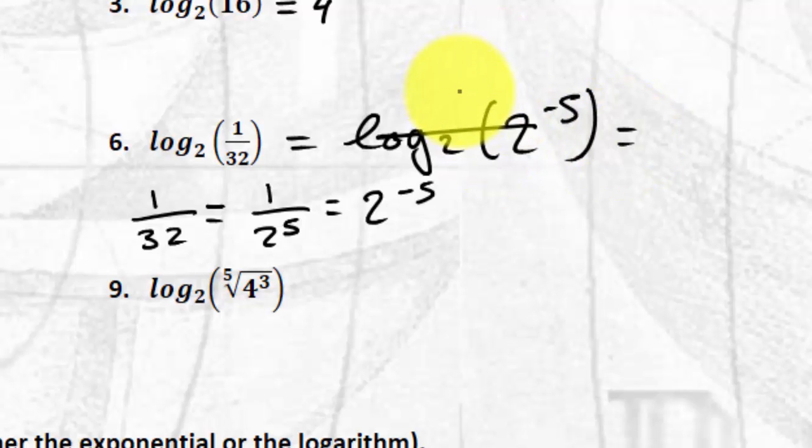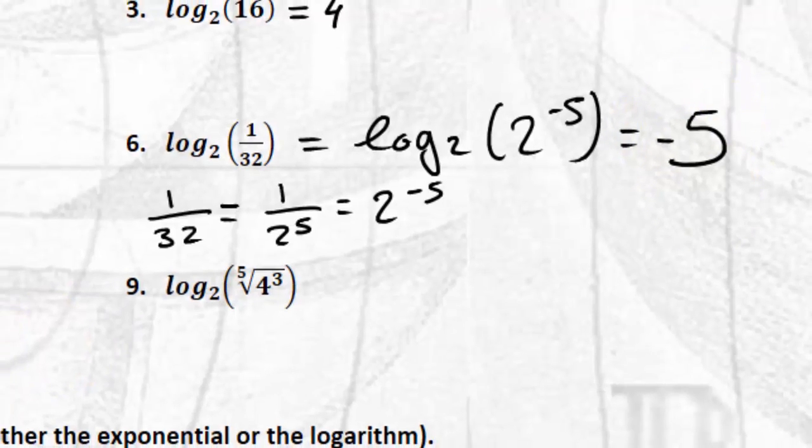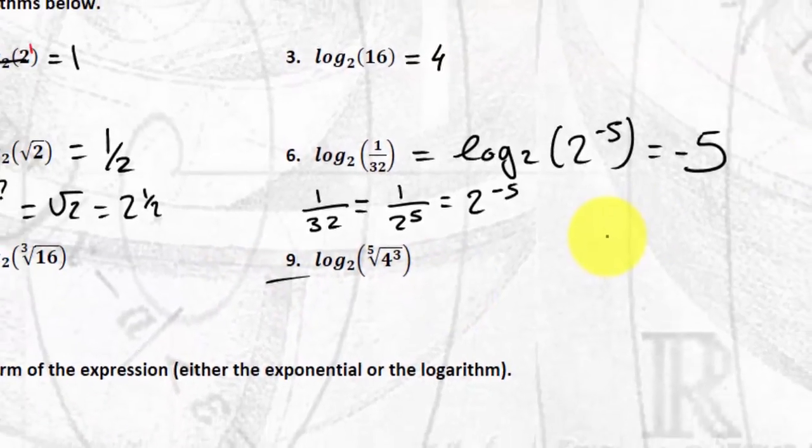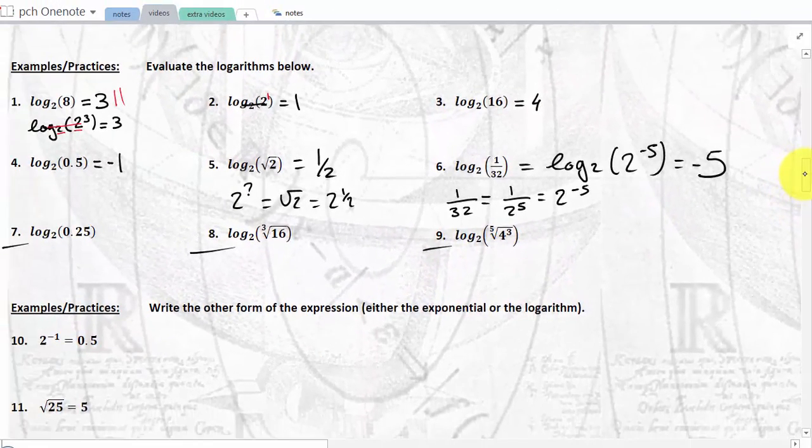Therefore, it is -5. Et voilà. I'm going to let you do 7, 8, and 9. I was having a lot of fun here, just going along, but you need to do a little bit of work too.